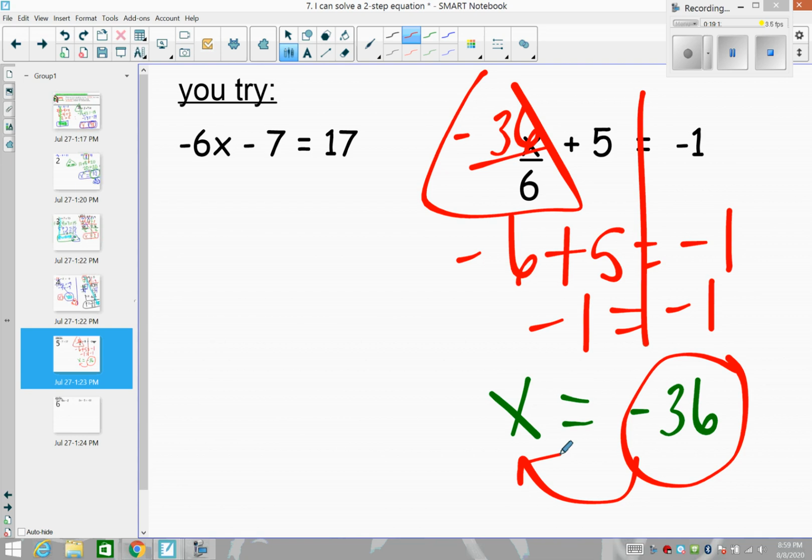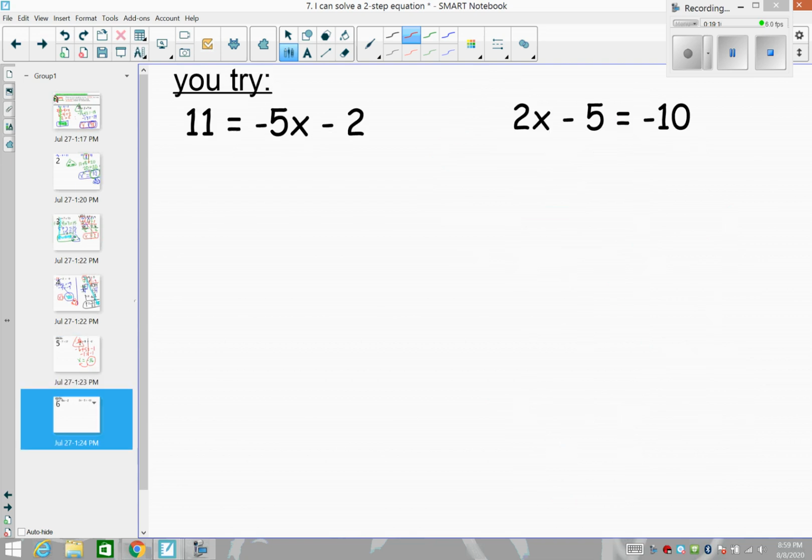We got the left side to equal the right side, so we know that -36 is the solution for x. Last 2 problems of the day. We're at the 20-minute mark. So I want you to try the problem on the upper left, just that one, and then pause it. We'll go over it, and then the upper right.